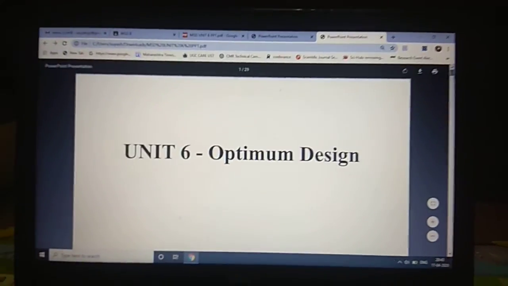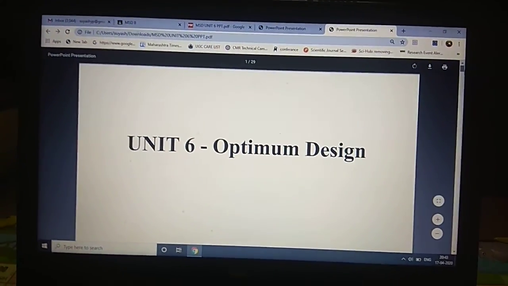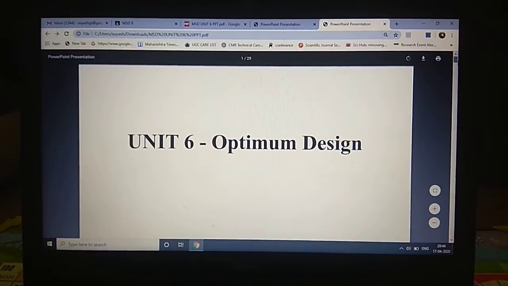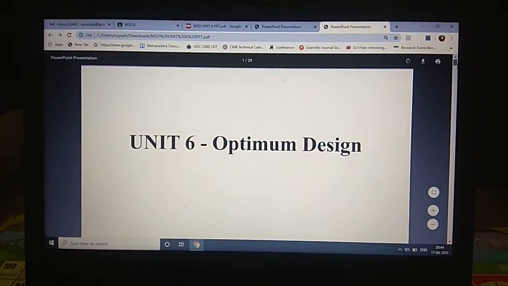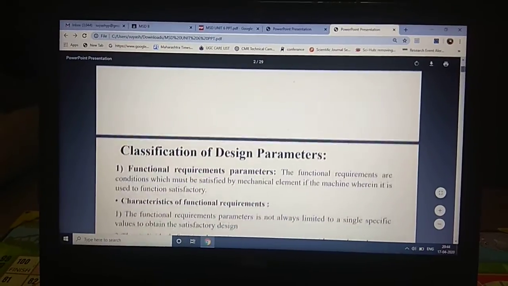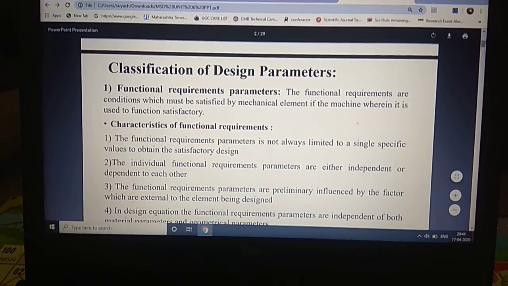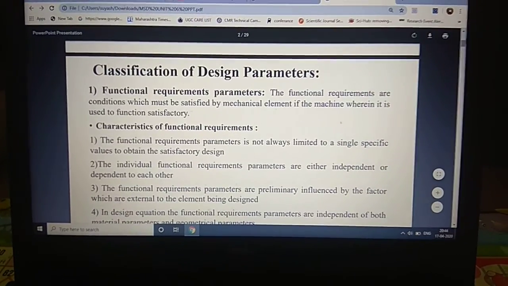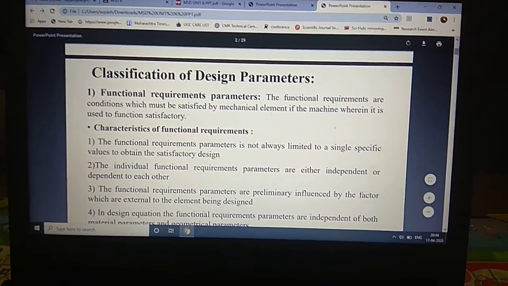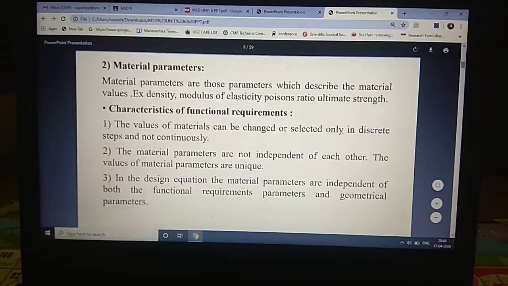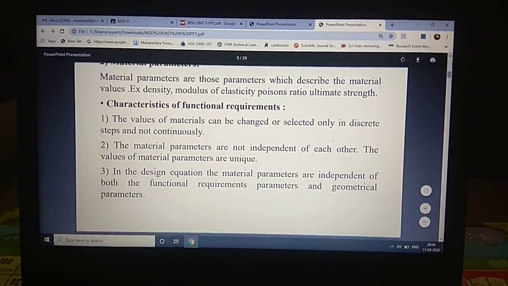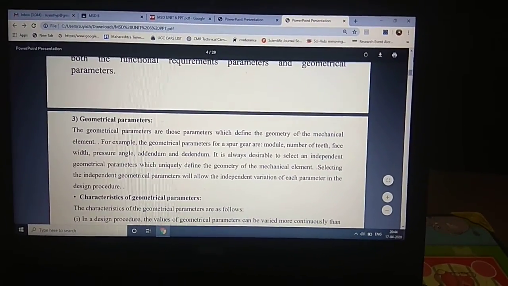Hello friends, we are going to discuss the concepts of optimum design, which comes under unit number 6. First thing, classification of design parameters. Basically there are three types of classification: functional requirement parameter, then material parameter, and the geometrical parameter.